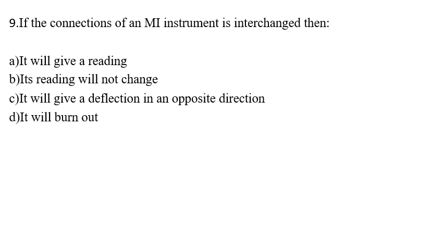So here, if we interchange the terminals of the moving iron instrument, that means we interchange the direction of current. But in the case of moving iron instruments, we know that the deflection angle theta is directly proportional to the square of the current. So if the current is negative, the square of the current will give you a positive value. So if we interchange the terminal connections of the moving iron instrument, what will be the net effect?